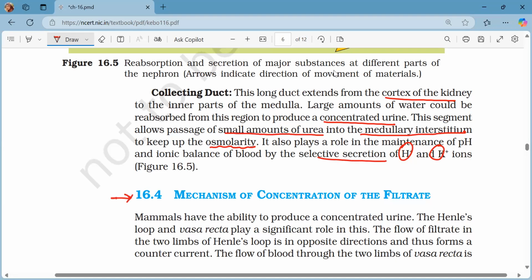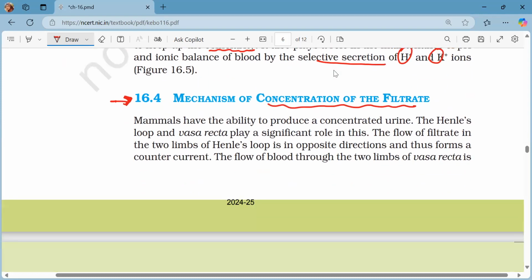Now let's talk about how the concentration of the filtrate is done. Concentration means the absorption of as much water as is available. Mammals have an ability to produce a very concentrated urine. So the Henle's loop and vasa recta. Vasa recta was the red network-like structure present parallel to the loop of Henle.